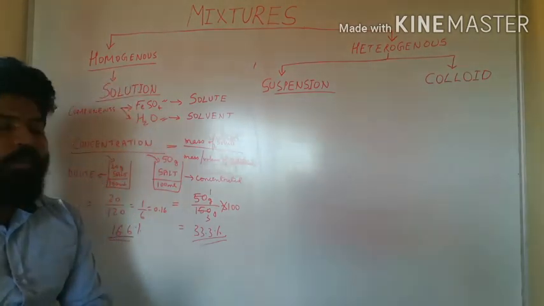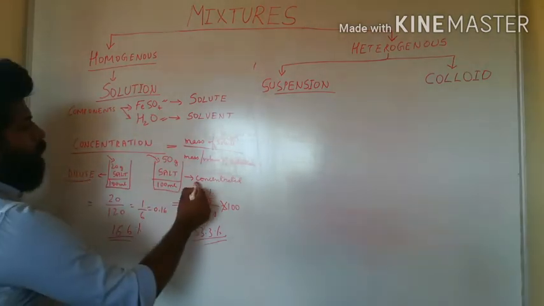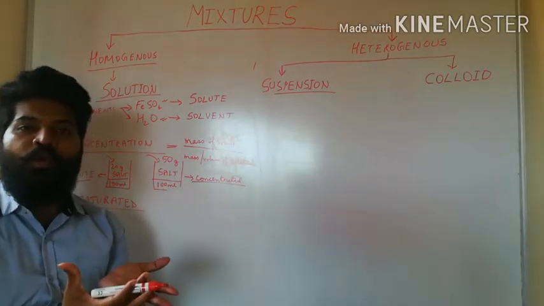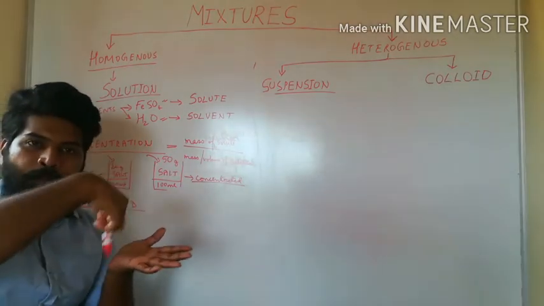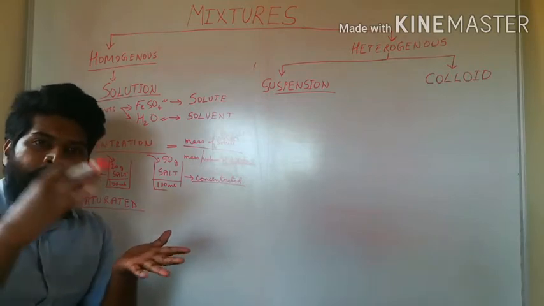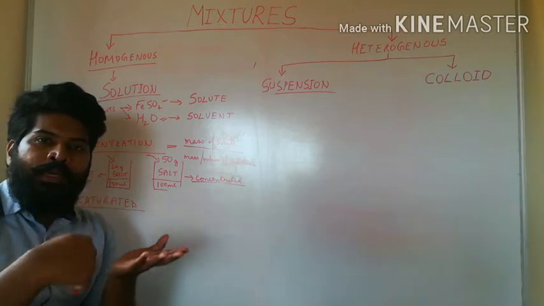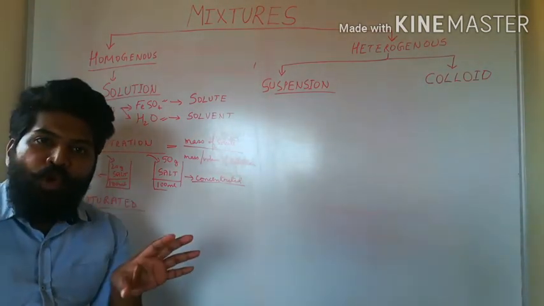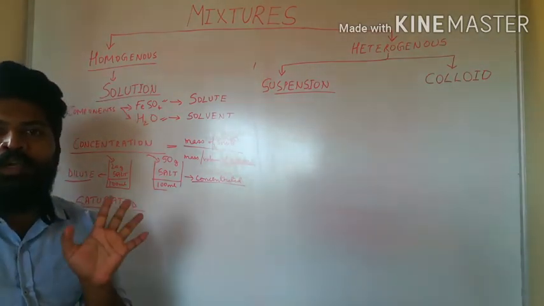Now, there is one more term, which is called a saturated solution. We take 100 ml of water and to that we add 10 gram of salt and completely dissolve it. Once everything is dissolved, let us say we add another 2 gram of salt, dissolve it, another 2 gram, dissolve it. At one point of time, no more of the solute will be dissolved in the solvent.